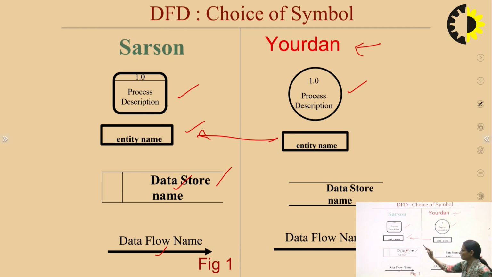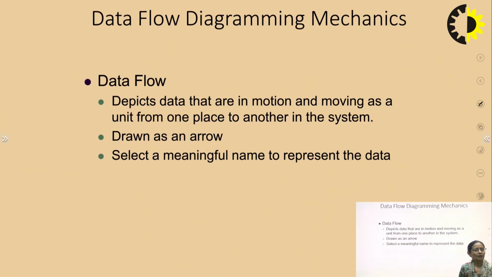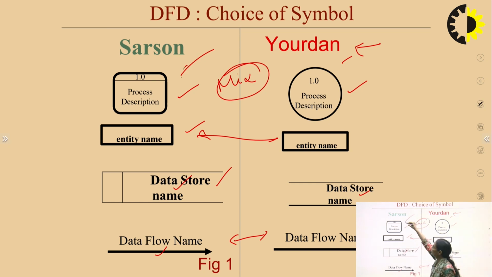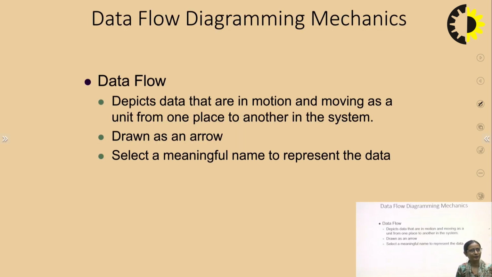Here, this is the symbol used for the data store, and this is the symbol we use under Yourdon for the data store. And again, in both concepts, the symbol for data flow is the same. Always remember, never mix these symbols. If you are opting for Sarson, always go with the Sarson set of symbols. If you are opting for Yourdon, then always go with the Yourdon set of symbols.